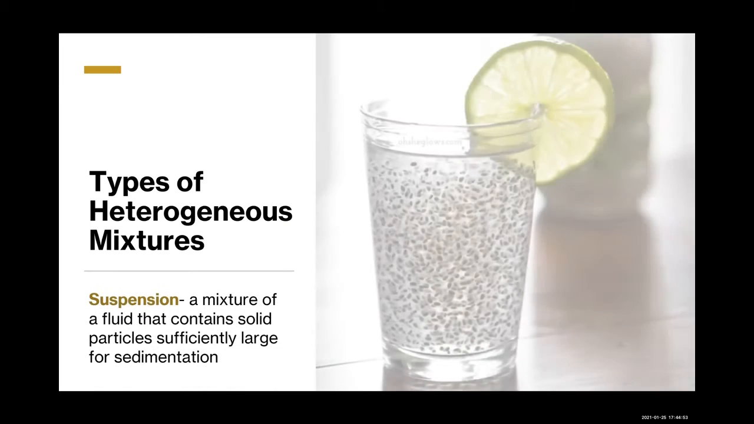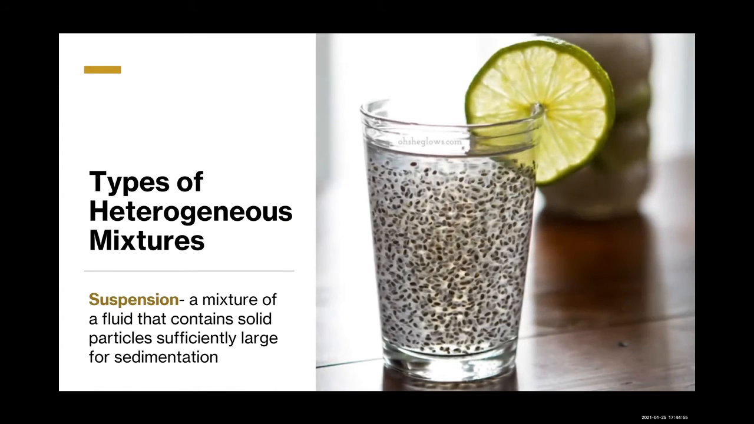Types of heterogeneous mixtures. So we have suspensions. Suspensions are mixtures of a fluid that contains solid particles sufficiently large for sedimentation. Notice I said fluid, not liquid. Suspensions can also be gas. They don't have to always be liquid.